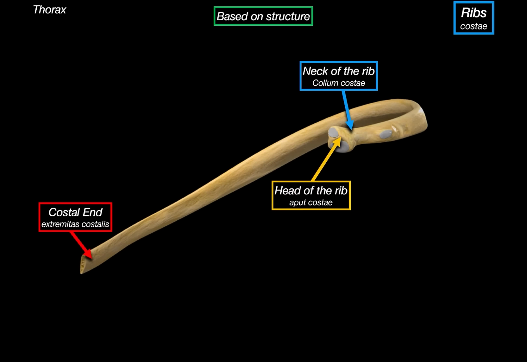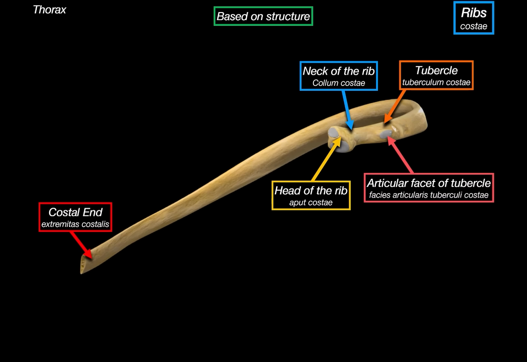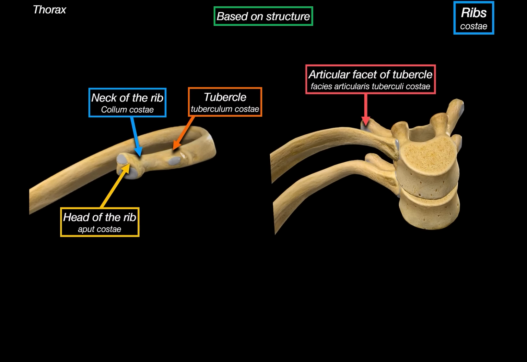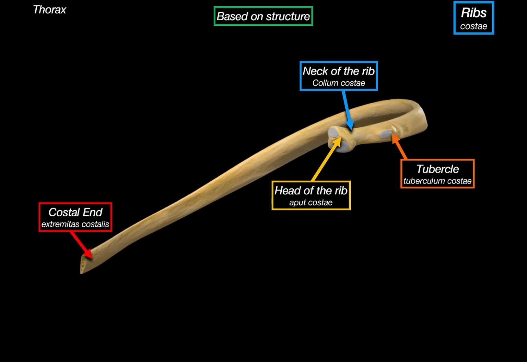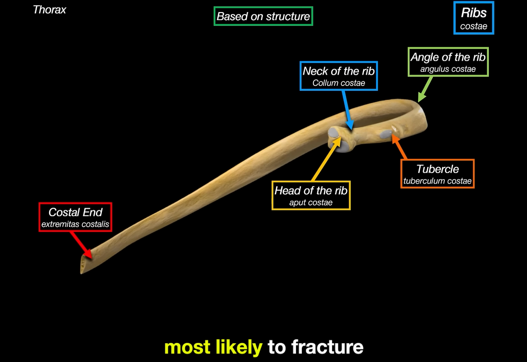Next to the head on the posterior surface, we can see the tubercle. This part has 2 regions, a rough non-articular portion and a smooth oval facet called the articular facet of the tubercle, which connects with the transverse process of the corresponding thoracic vertebra, as you see here. Then the rib begins to bend. The point of maximum curvature is called the angle of the rib. It's clinically important because this is where the rib is the weakest and most likely to fracture.